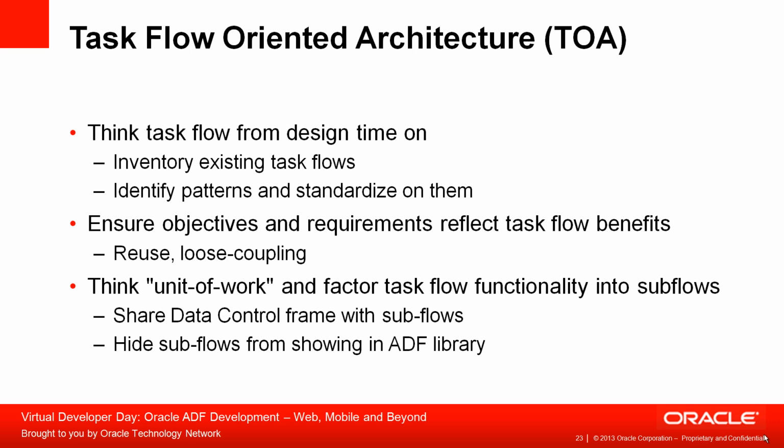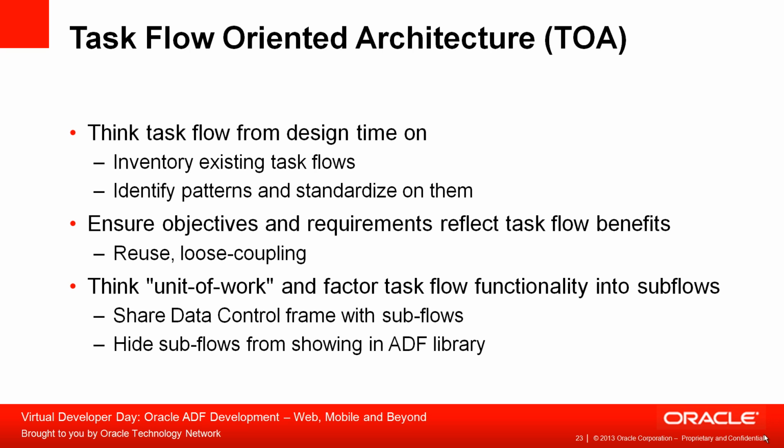Ensure that the objectives and requirements that you have reflect all of what task flow can give you, starting from reuse to loose coupling. If there is a use case that you can design as a task flow, and if there's a chance that this can be reused, then make sure that by design you always work through input parameter and return values. Don't make any assumptions. This is what the loose coupling will give you, that you can use the task flow in different applications, even across the applications. Think about a task flow as a unit of work, like a use case that you can write that could be represented by a task flow.